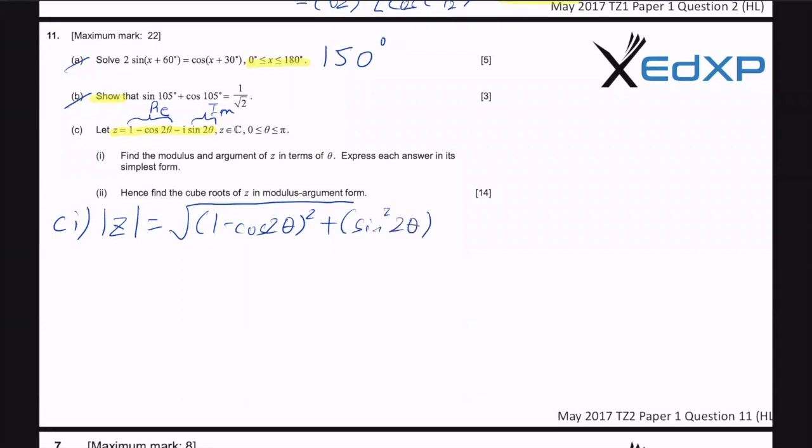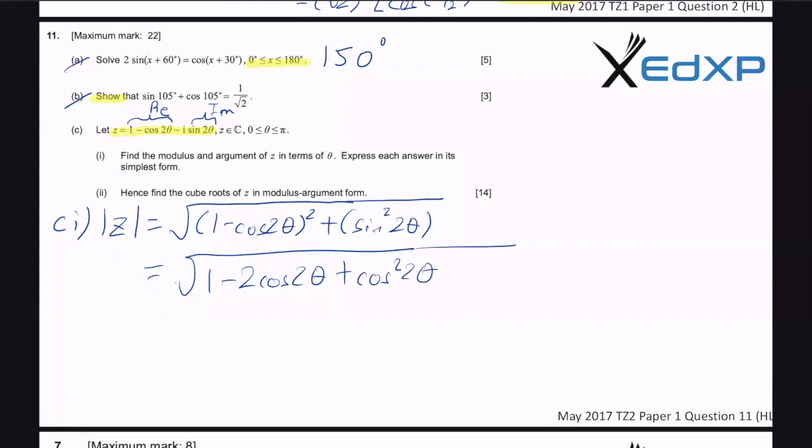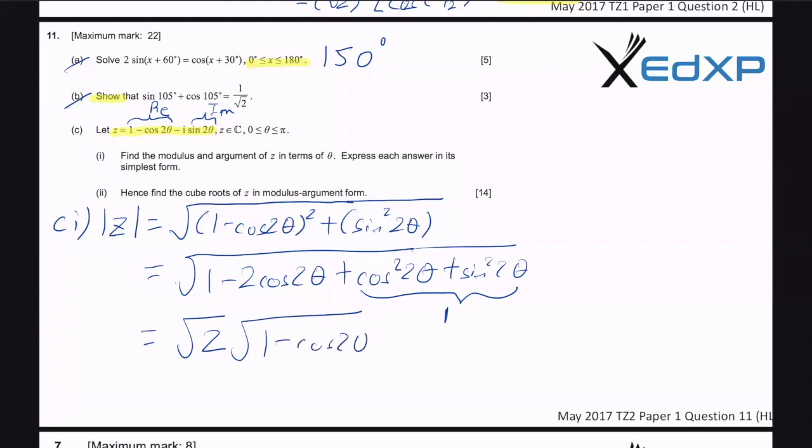I ignore the negative there because it just simply becomes positive after squaring. Okay, let's try to simplify. 1 minus 2 cos 2 theta plus cos squared 2 theta plus sine squared 2 theta. And we know from trig identities that this is 1, which simplifies. I can even take out the root 2 over here, and I'm left with the square root of 1 minus cos 2 theta.